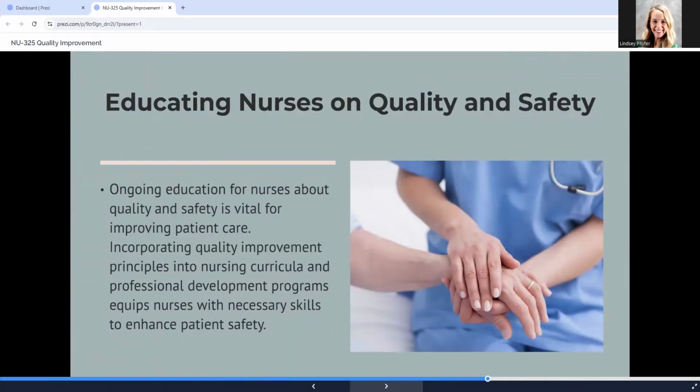So why is it important that we talk about quality and safety today? Well, ongoing education for nurses and nursing students about quality and safety is vital for improving patient care. Incorporating quality improvement principles into nursing curricula and professional development programs equips nurses with the necessary skills to enhance patient safety. And, I know it may seem like a long way away right now, but y'all are going to be getting ready to go to the hospital for clinicals and being hands-on with patients very soon. And patient safety is one of the biggest things that we want y'all to promote and advocate for. And so being aware of some processes and models in place to help facilitate that, it's important that y'all are already familiar with that before going into these settings so that you can help promote that culture of patient safety and therefore hopefully improve patient outcomes as well.